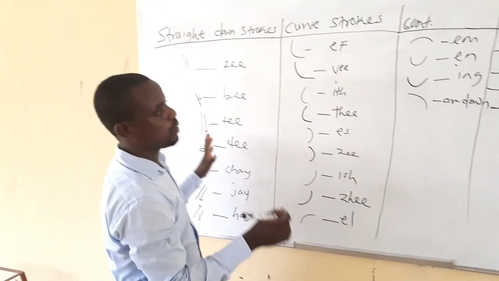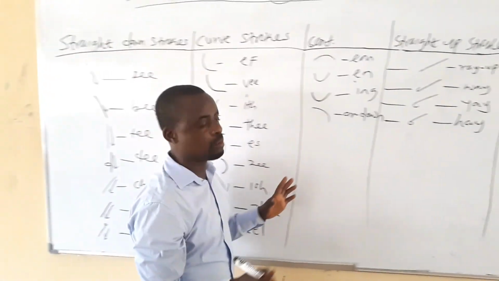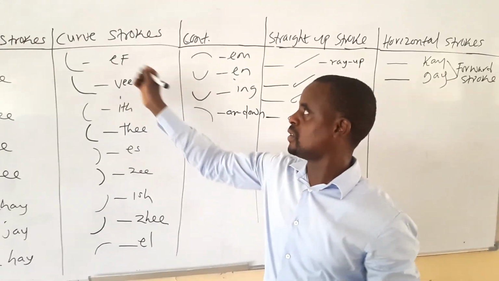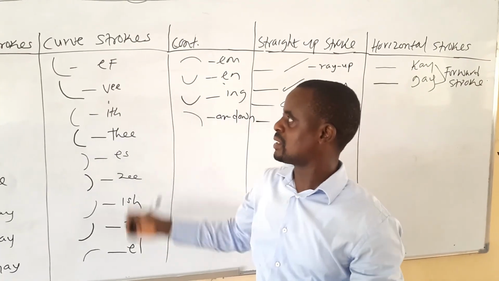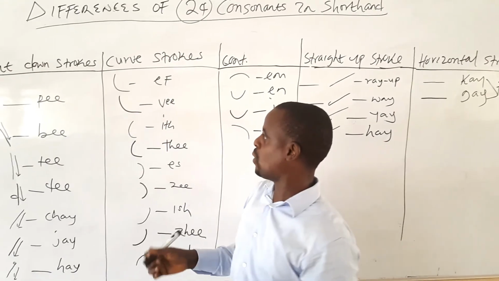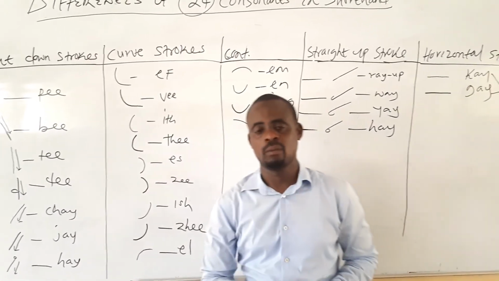So these are the 24 consonants that we have. You can master them by differentiating between this is a straight down stroke, this is an up stroke, this is straight down, or this is a cap stroke. Thank you very much for watching.